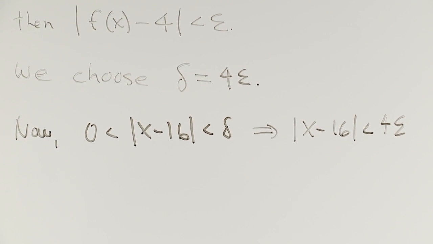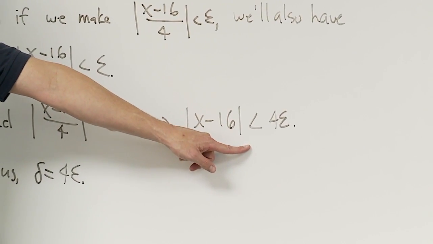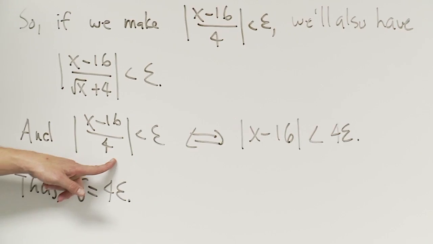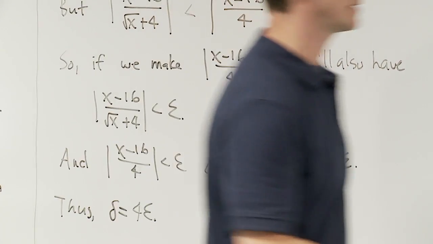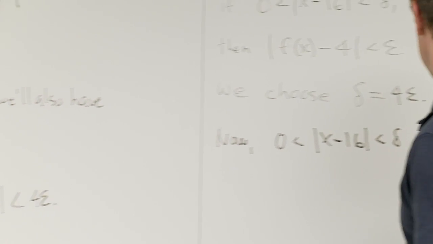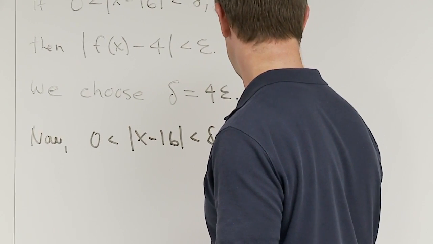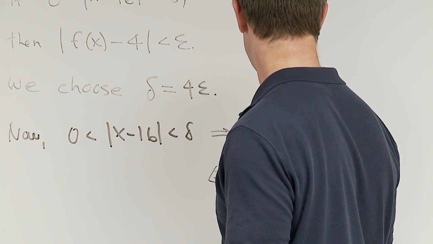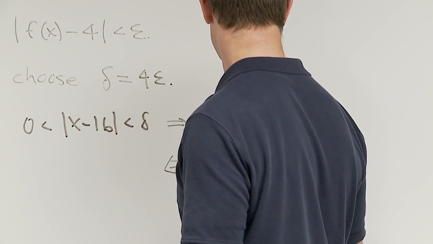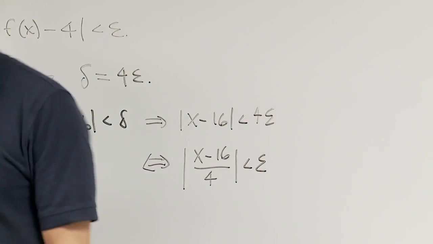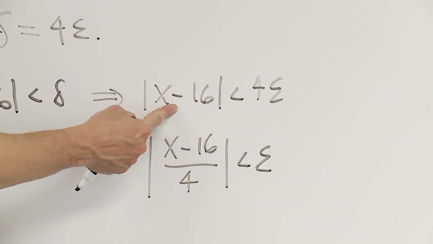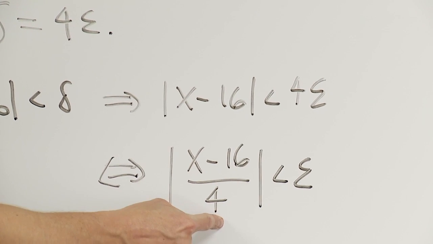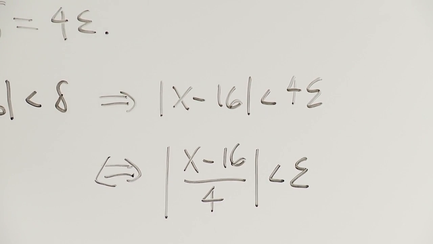So now we're going to do the scratch work backwards. So we're going to go from this line, absolute value of x minus 16 less than 4 epsilon, work back to this line by dividing each side by 4, technically by the absolute value of 4, but the absolute value of 4 is the same as 4. And so we had a one-sided arrow going from here to here, because these two statements were not exactly equivalent. But now this statement and the one below it are exactly equivalent, so we're going to do the double-sided arrow there.